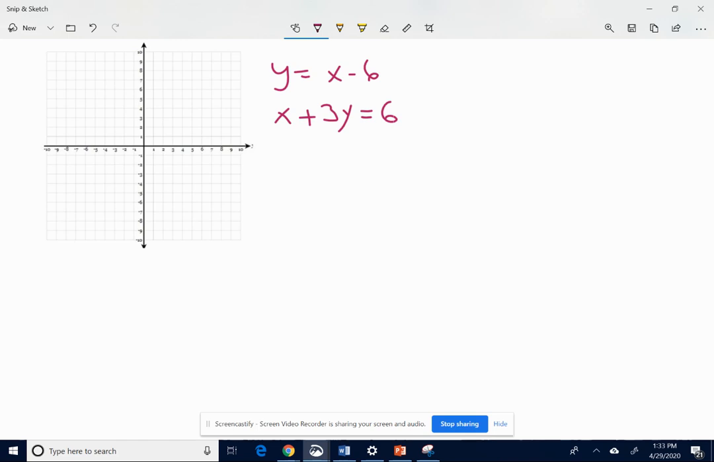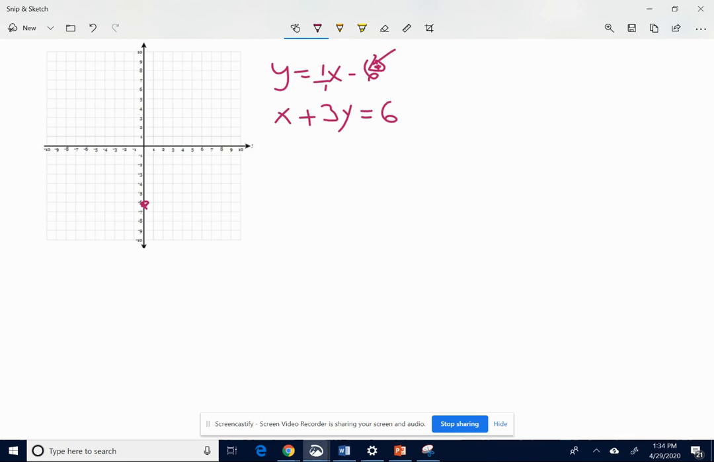Okay, for the top line, and you probably understand this a lot better, look at the negative 6 first, and graph that on the y-axis, because it's the y-intercept. Then look at the number in front of the x, which is the slope. The number in front of the x is a 1. Think of that 1 as a fraction, 1 over 1, and then think of that as rise 1, run 1.